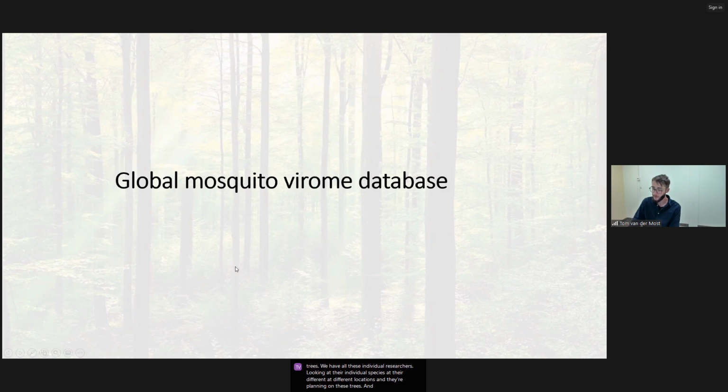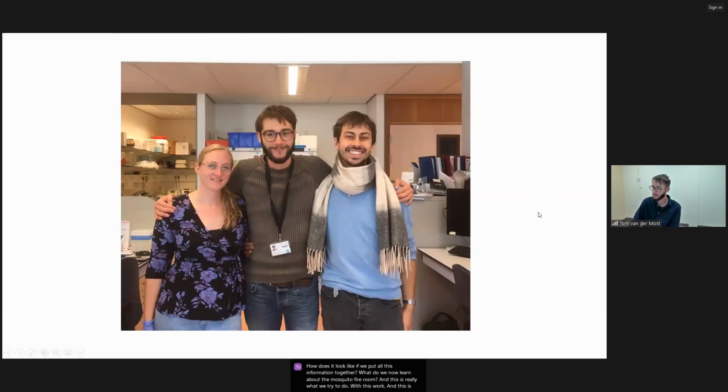We have all these individual researchers looking at their individual species at different locations, and they're planting all these trees. And now I'm wondering, so how does the forest look? How does it look if we put all of this information together? What do we now learn about the mosquito virome? This is really what we try to do with this work. And this is work that I've done together with two other PhD students from my lab, Jurgen Mone and Michelle Schinkel. And we co-published this together.